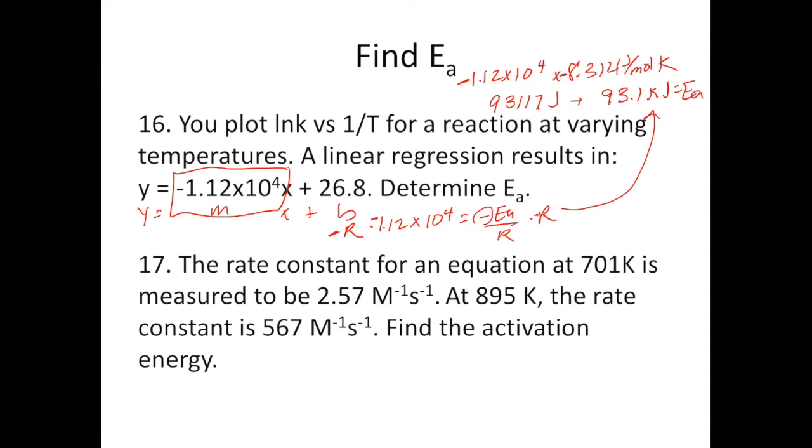Okay. Now we have a 2-point problem. We have 2 temperatures, 2 Ks. We have to find EA. I'm just going to let you guys do this. I feel like you can do it. Pause, try 17, and I'll have the answer for you.